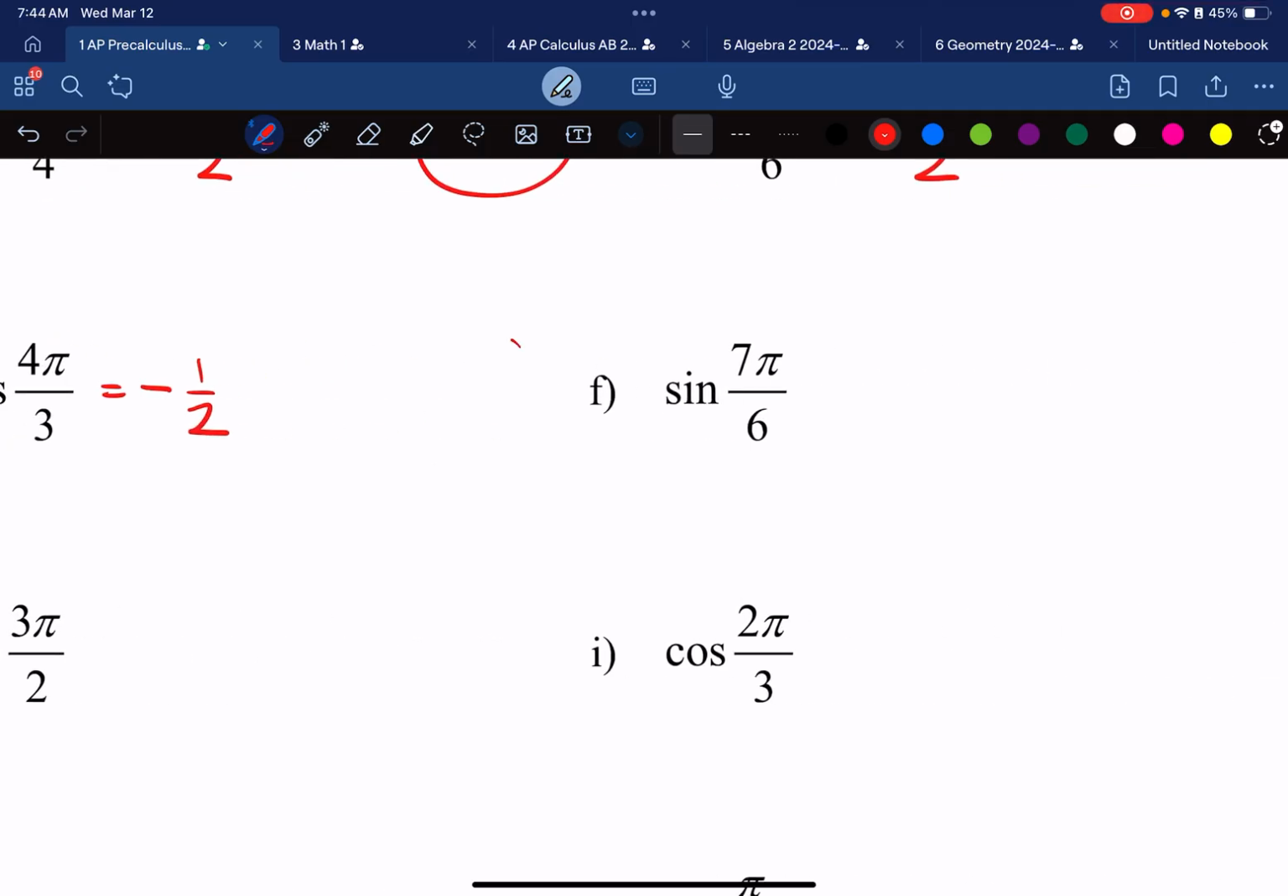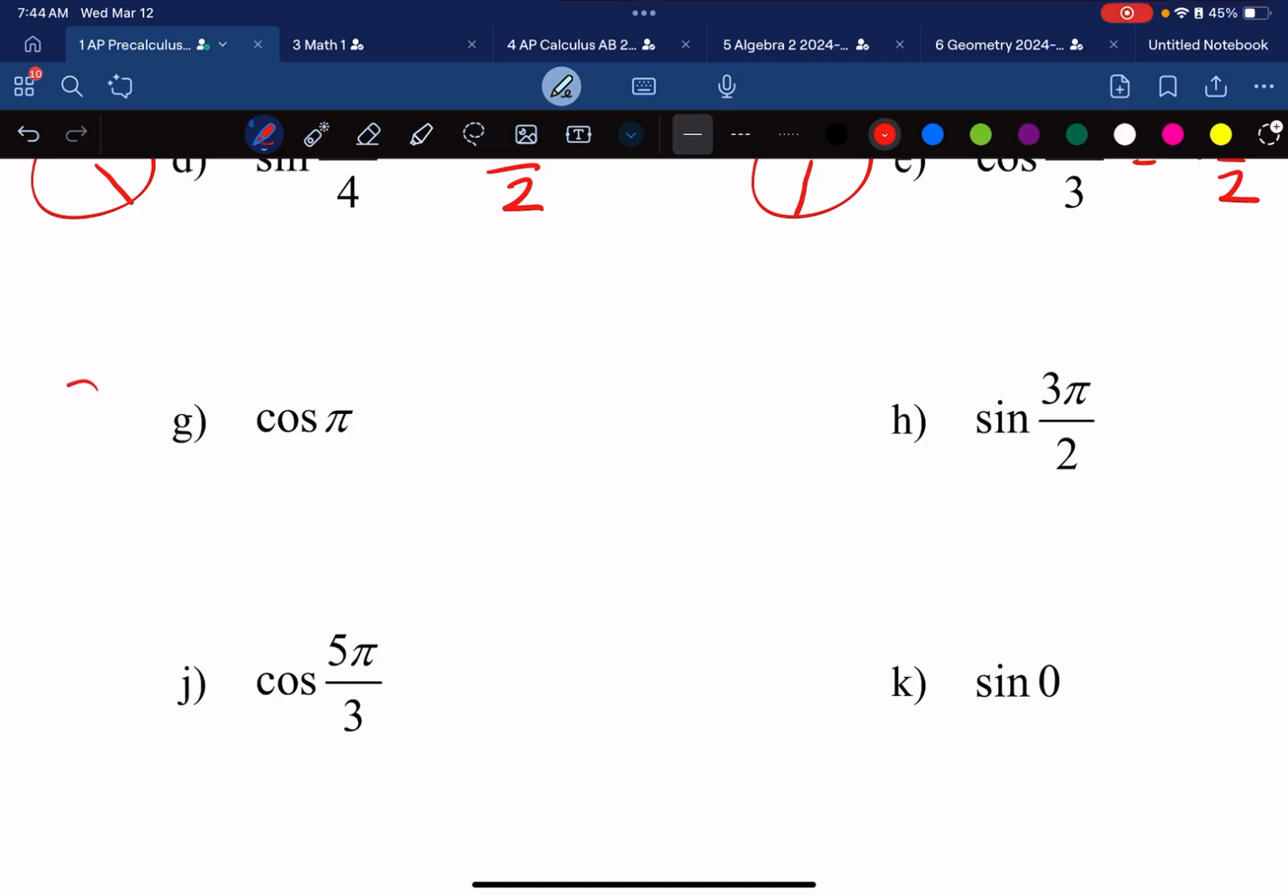Part F, where is 7 pi over 6? 7 pi over 6 is a little bit more than 6 pi over 6, and 6 pi over 6 is right here. So it's a little bit more than that, and it's going to go down right here. So if I know that this is where I'm talking about, 7 pi over 6 is satisfied. Sine is the y-coordinate. How much down did we move? I moved down a small amount. Down small amount is negative 1/2.